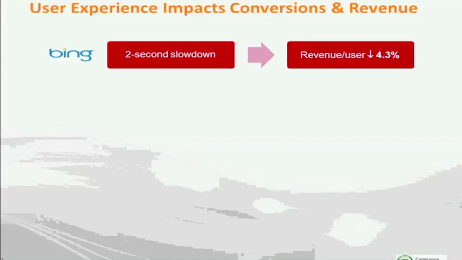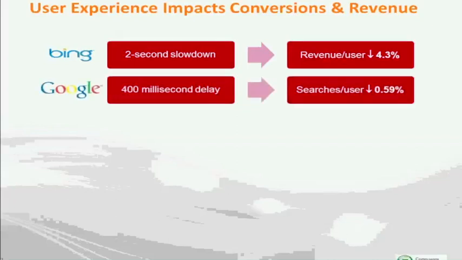Below are some of the key statistics which we have captured. A 2-second slowdown on Bing results in a revenue loss per user of up to 4.3%. Similarly, a 400 millisecond delay on Google reduces searches per user by 0.59%. This may look like a very small figure, but compared to the size of Google and Bing, it shows how a slowdown or a millisecond delay in page load can impact the user experience and the business.